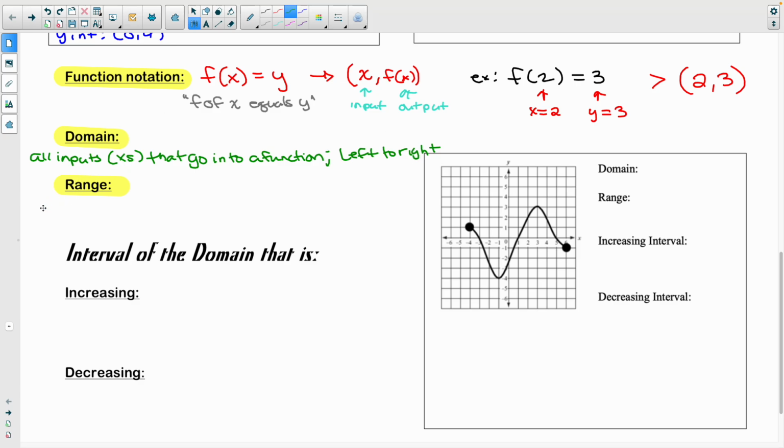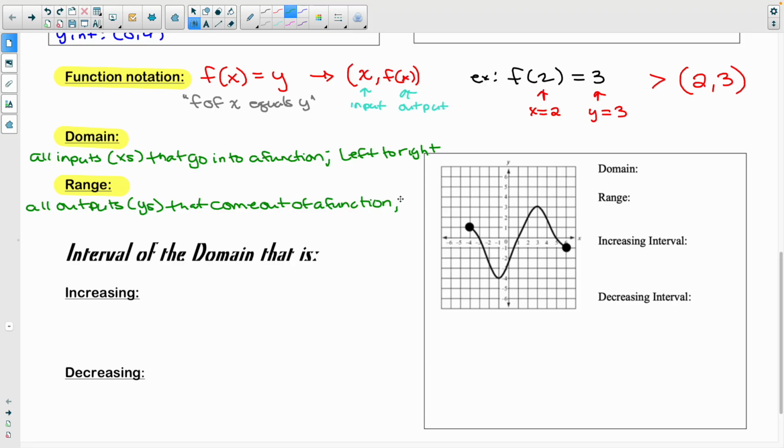Now the range are going to be all of the outputs, which in this case is the y's. Outputs are your y's because they depend on what you put into the function. This is all the outputs or y's that come out of that function. And again, it's not just any y value, it's specifically based on the function, and what x's you put in are the inputs, and then what you get out of that are your y values, which is your range.